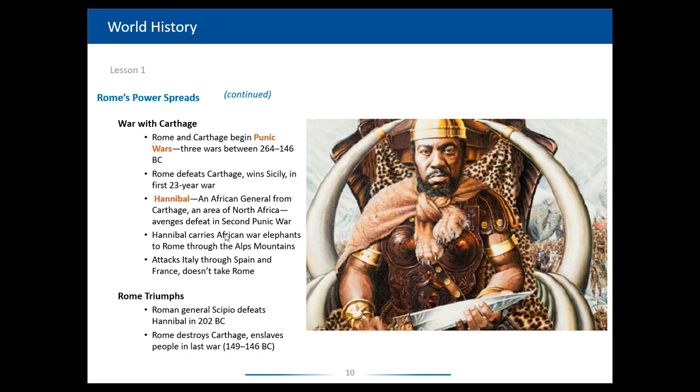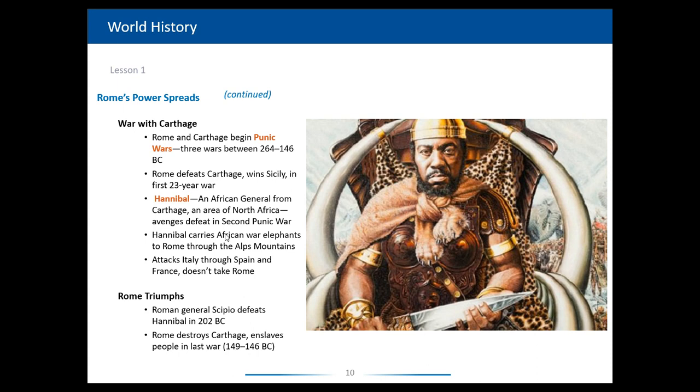The war with Carthage became very significant to the rise of Rome. It was called the Punic Wars. The Punic Wars were the war between Carthage, which is in Africa, and Rome, which by this time controls the entire peninsula from the Alps in the north to the tip of what I like to call the boot, the peninsula of Italy.